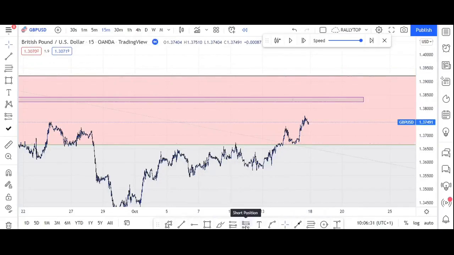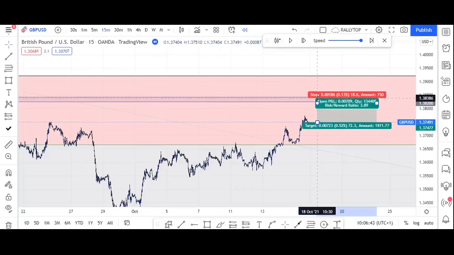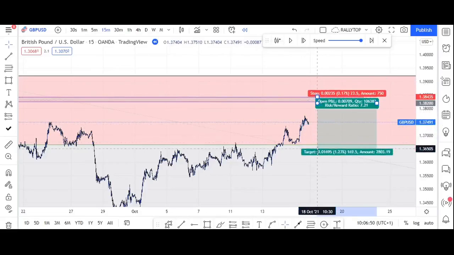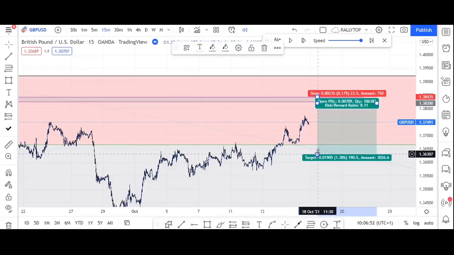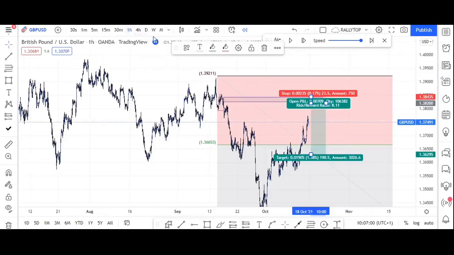We want to sell this market from that point. All right, we want to sell this market from here. Please take note of what we are doing. All right, so where are we going to target? Well, let's get to that 1 hour so that we'll be able to know what we want to do.